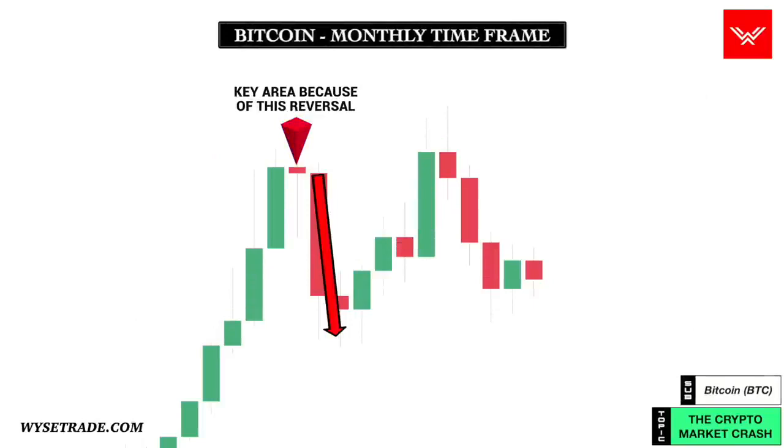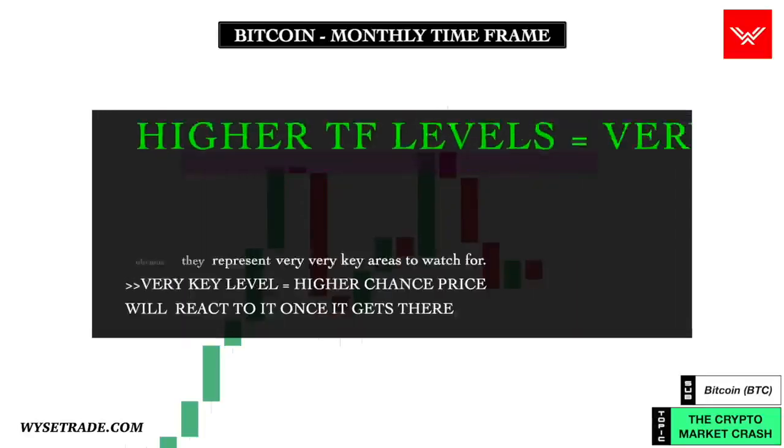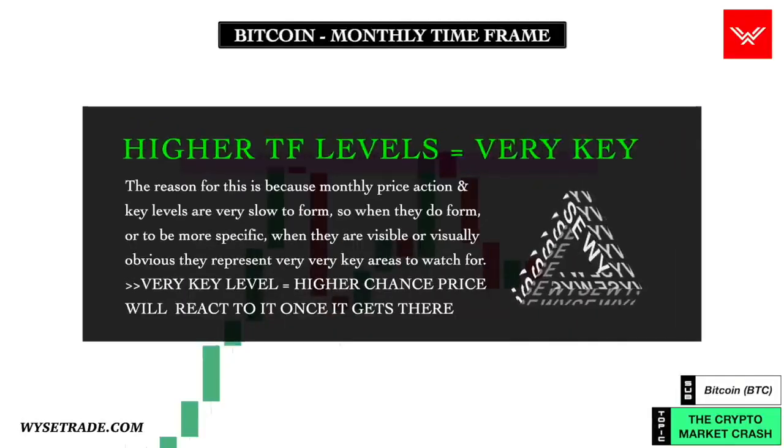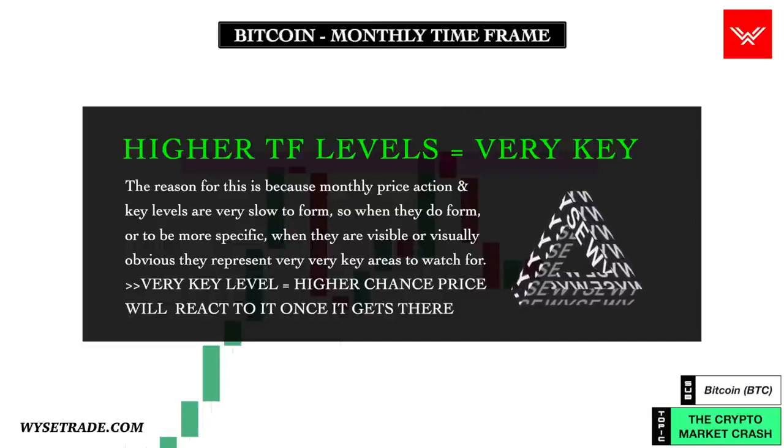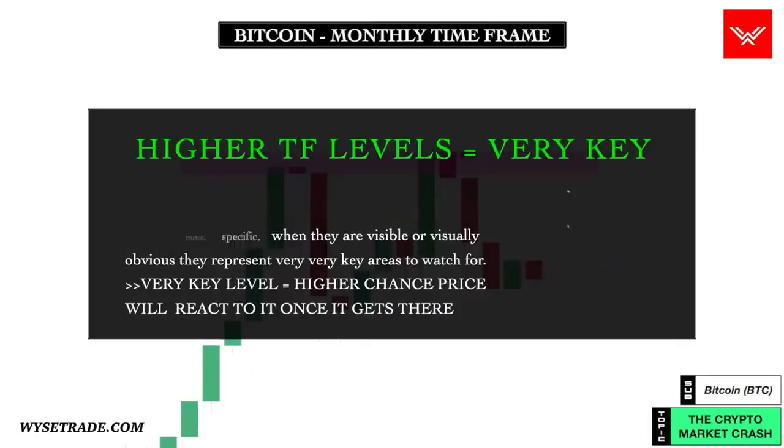You had this very key level and area, so you would have had a zone drawn in like this. From our past videos, you should know that things you find on the higher time frames hold more weight, especially when found on the monthly time frame. The reason for this is because monthly price action and monthly key levels are very slow to form. So when they do form, or to be more specific, when they are visible and visually obvious on the monthly time frame, they represent very, very key levels to watch for.